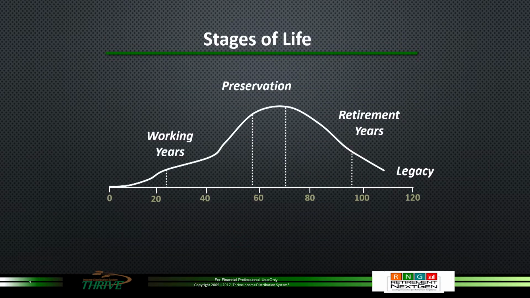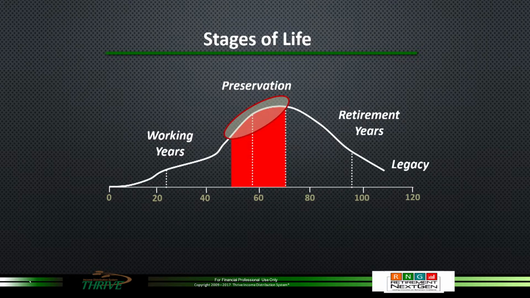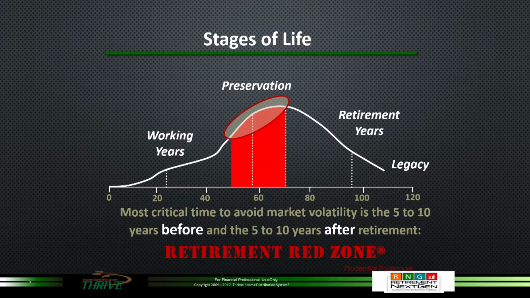The stages of life. So we have our working years, and then there's something called the preservation years. I want to introduce to you something called the red zone. The red zone is the 5 to 10 years before I retire and the 5 to 10 years after I retire. And what we do with preparing our money the 5 to 10 years before we retire, to establish an income flow that's designed to protect against market variability for the 5 to 10 years after we retire, is critical.